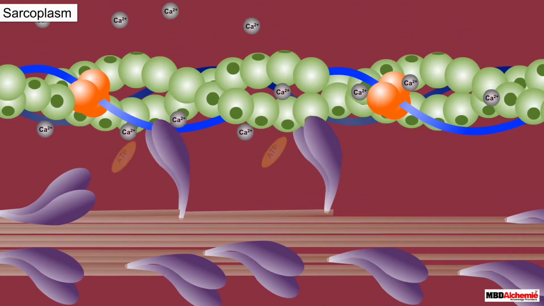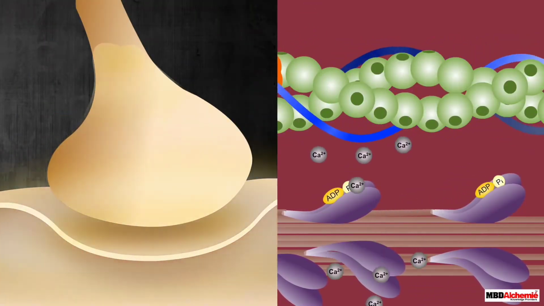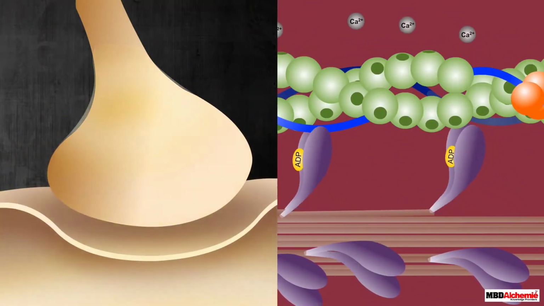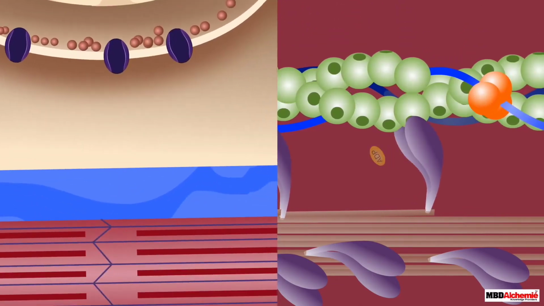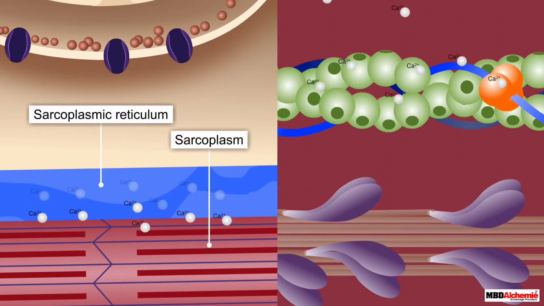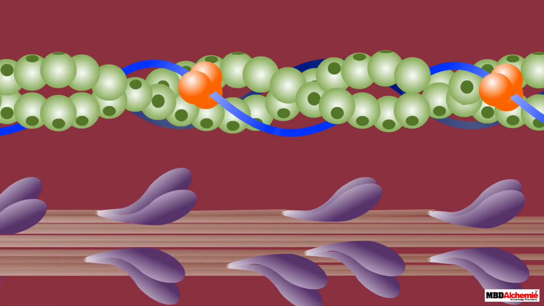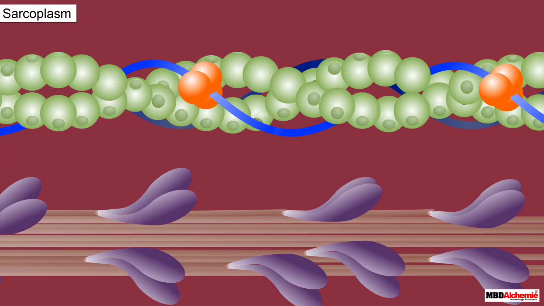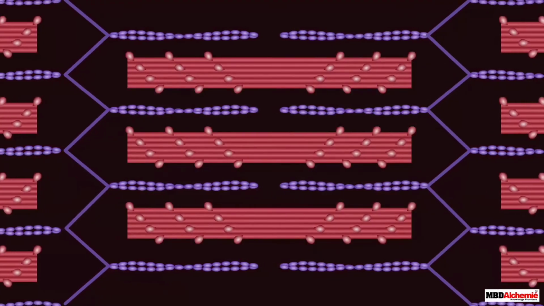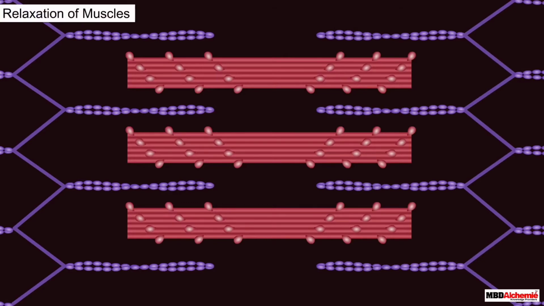The cross bridge cycling sequence continues to repeat till the muscle fiber is excited by the signal from the CNS. As the signal stops, no further release of calcium ions from the sarcoplasmic reticulum occurs. This enables the pumping back of calcium ions from the sarcoplasm back into the sarcoplasmic reticulum. This pumping back of calcium ions results in the masking of active sites on the actin filaments. This in turn causes the return of Z lines back to their original position, that is, relaxation.